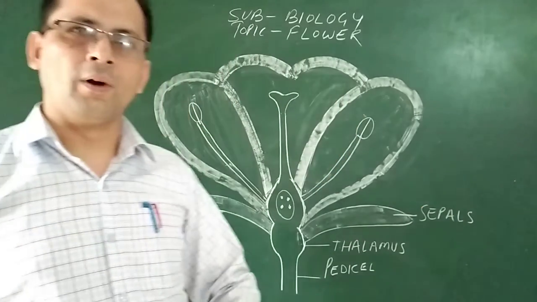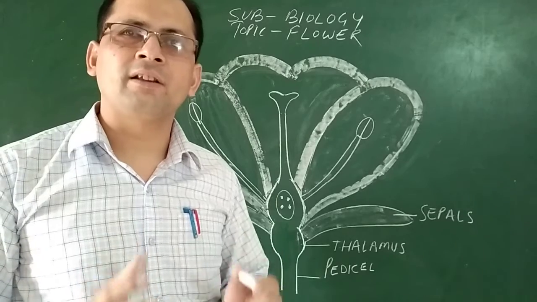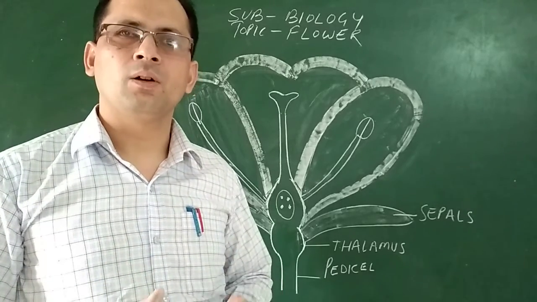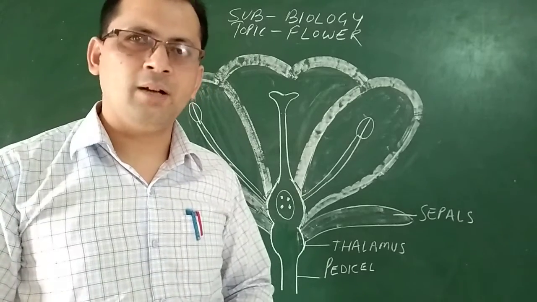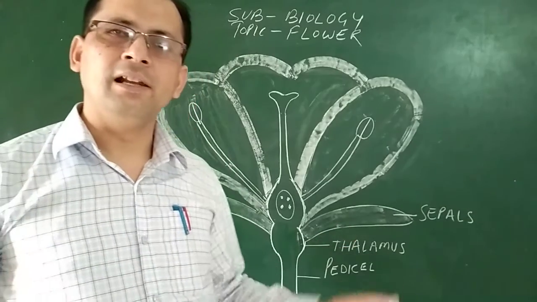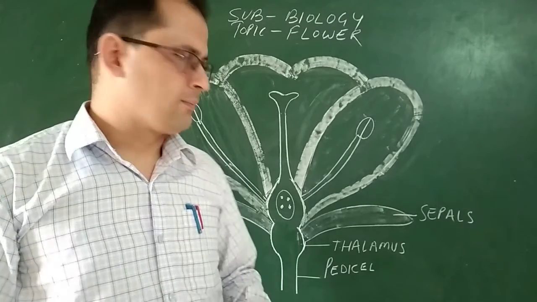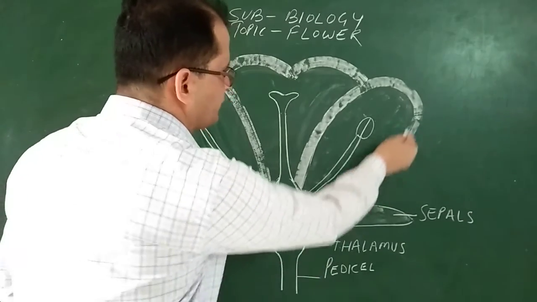Okay, now what is the function of sepals? Sepals protect the flower during its bud stage. Okay, during the budding stage of the flower, it is protected by these green leaf-like structures which are known as sepals.